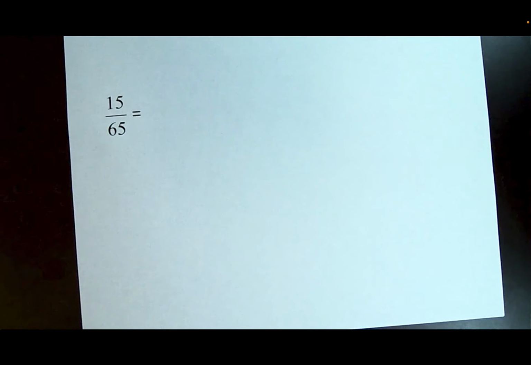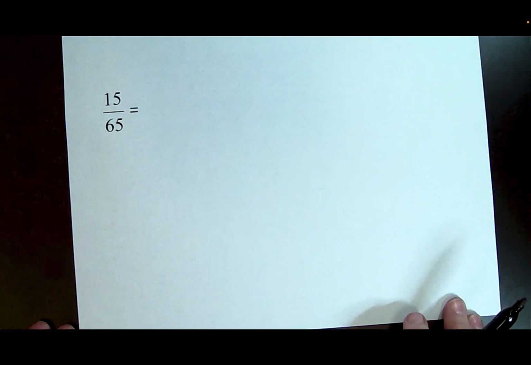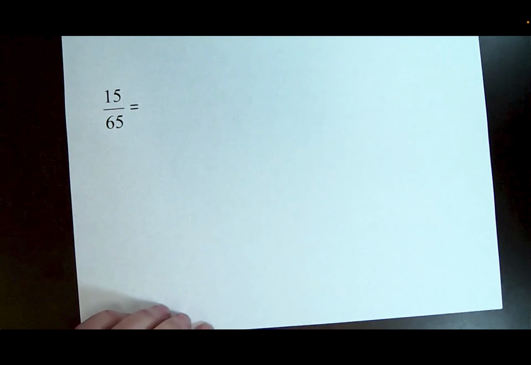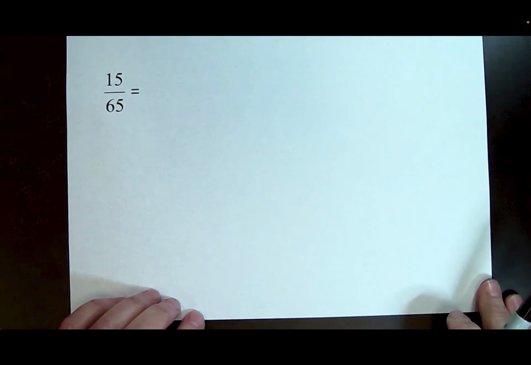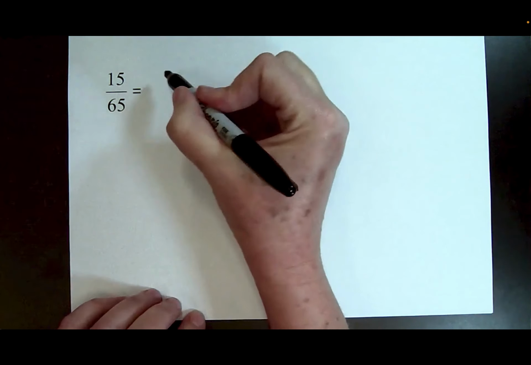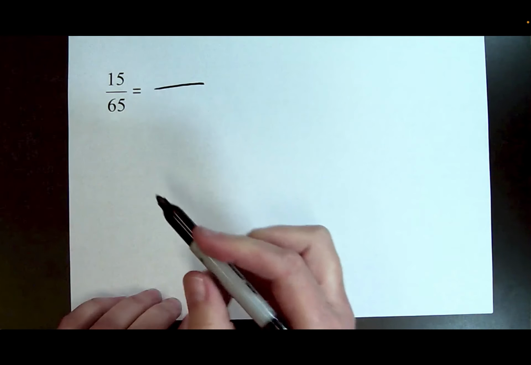So suppose I want to simplify 15 over 65, 15 65ths. Now, there's a shortcut that we will say is okay to use, but let me go through the reasoning behind the shortcut, because people make a lot of mistakes when they're canceling in fractions, and I believe that understanding what you're doing will help you avoid mistakes.